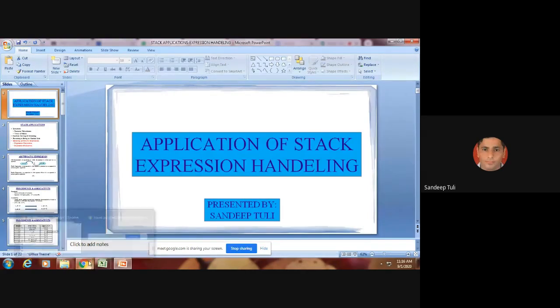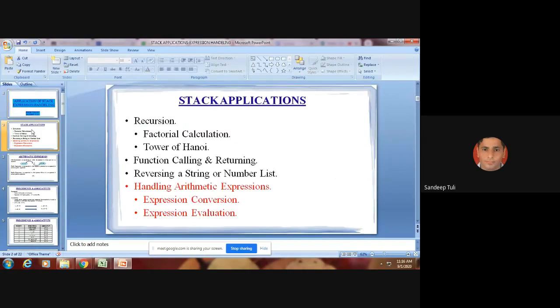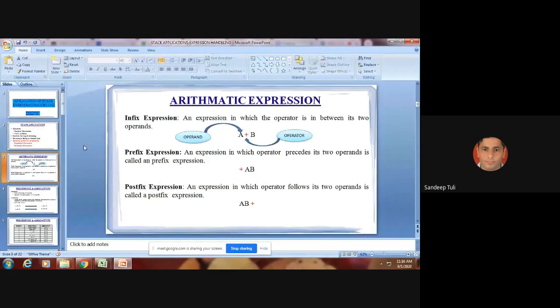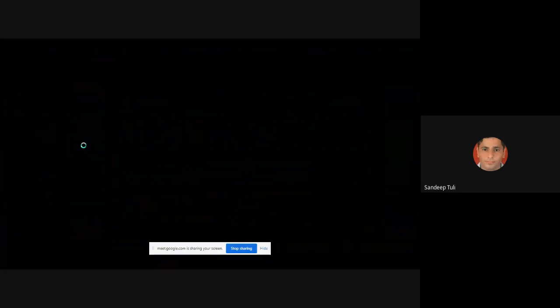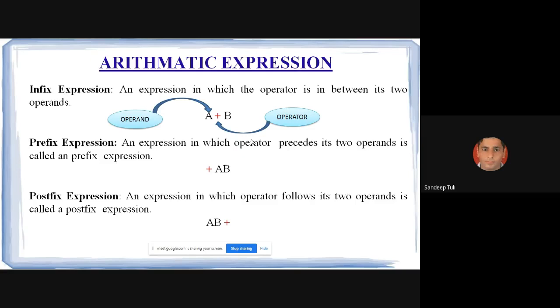Done. So now we are starting with the next application of the stack, that is expression handling. First of all, let me clarify what an expression is. These many applications we have already covered: factorial, Tower of Hanoi, function calling and return, reversing a string or a number list. Now we are going to start with the handling of arithmetic expressions. So first of all, what is an arithmetic expression? Do you know what an arithmetic expression is? An expression which is a combination of some operands and some operators is called an arithmetic expression.